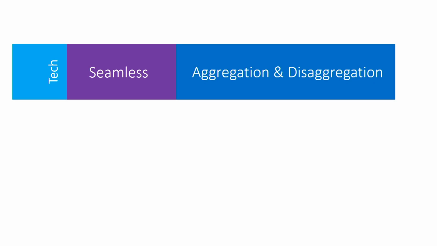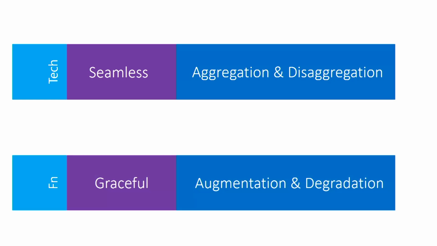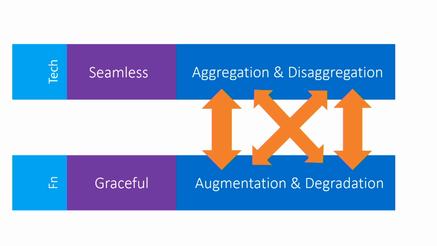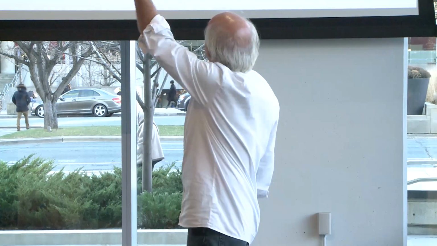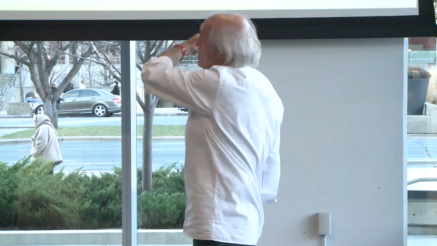And so this brings us down to what's going on here. Technically, you need the seamless aggregation and disaggregation of technologies. And from the functionality in the usage case, there has to be this graceful augmentation and degradation of capabilities. Furthermore, the aggregation and augmentation are probably sometimes linked, and it's predictable. But the other part that's important, and took me way too long to figure out, is that as I aggregate, sometimes you get degradation.